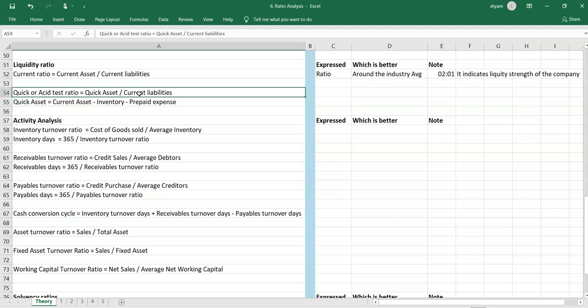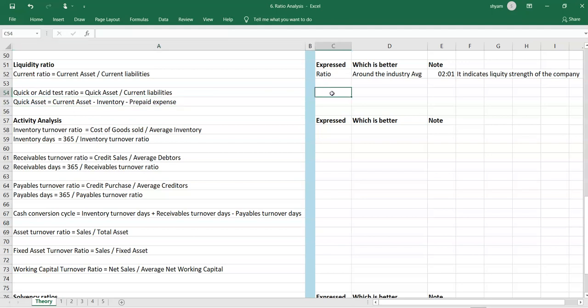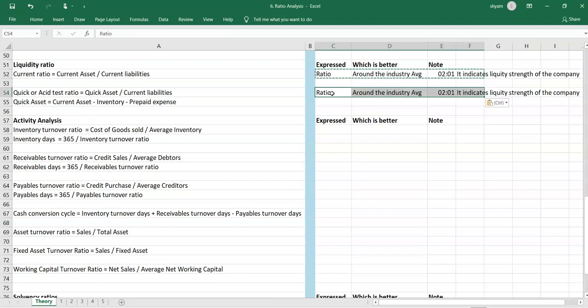The denominator, current liabilities, is the same. There's not going to be much of a change. So the concept is going to be whatever is for the current ratio, the same will be here, except for the ideal. The ideal would be 1:1. The ideal is a 1:1 ratio.